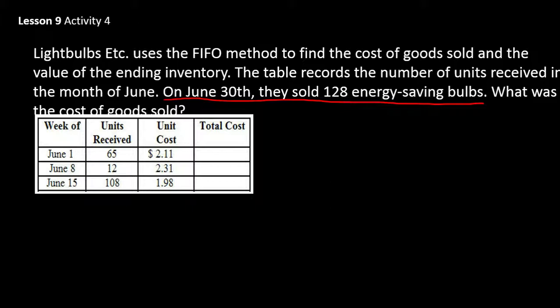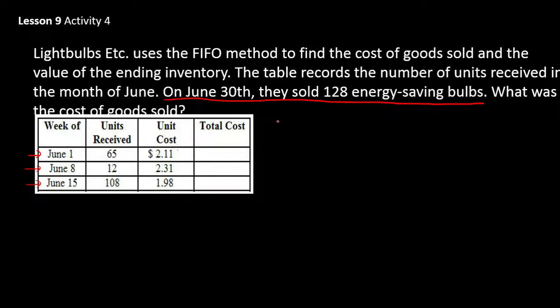Now, this is the first in, first out method, meaning I need to figure out where these 128 energy-saving light bulbs came from, which date, because as you see, I have items that came in on June 1st, June 8th, and June 15th, all for different prices. So it depends on which stock I pull from to know how much that cost of goods was, okay?